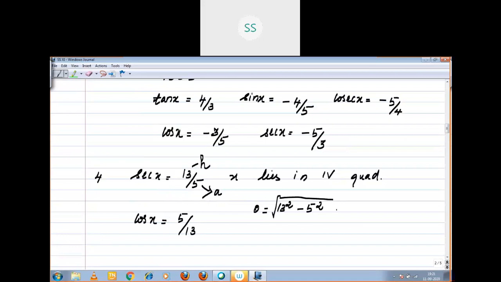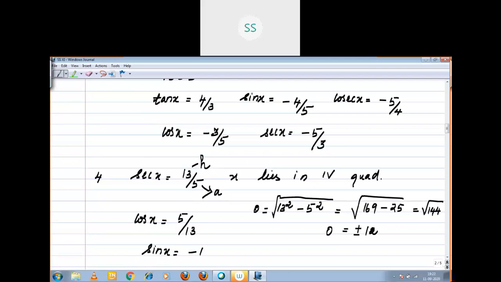13 square minus 5 square. 169 minus 25. Square root of 144. Therefore, plus or minus 12. X lies in the fourth quadrant, so we are accepting negative, right? Normally, the measurement cannot be negative. Keep that in your mind. Based on the quadrant, you write it in the negative format.